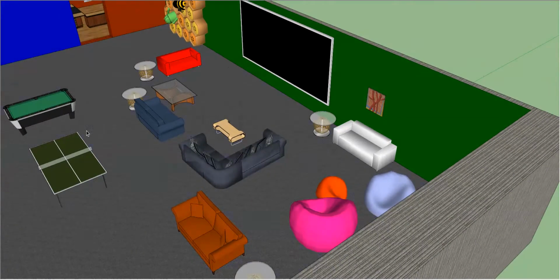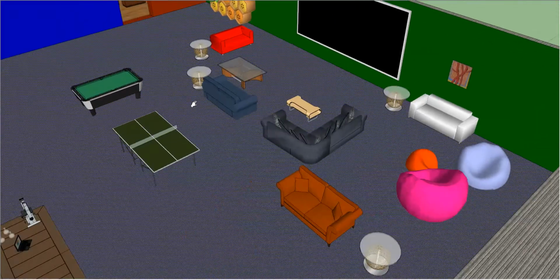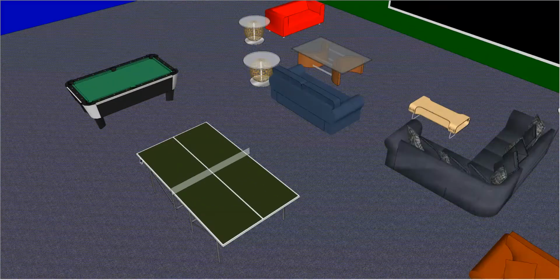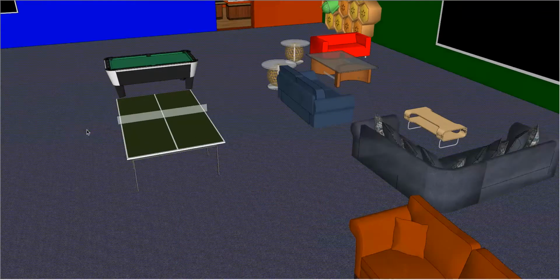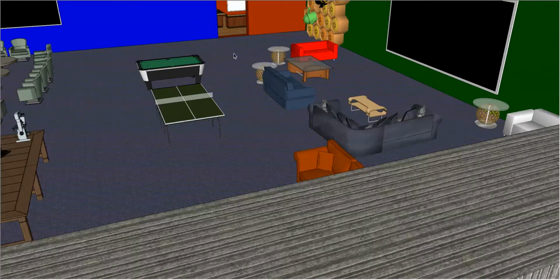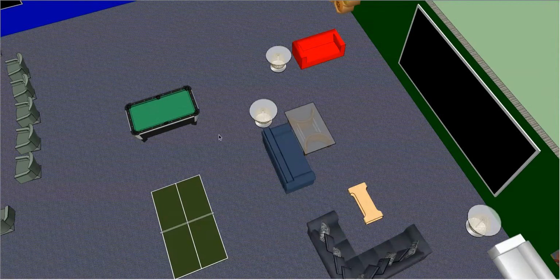Over here we have a ping pong table and a pool table just because, hey, every once in a while you need a break, and I love ping pong, so I'd love to go play ping pong with my students. Let's shoot over to the teacher's room.